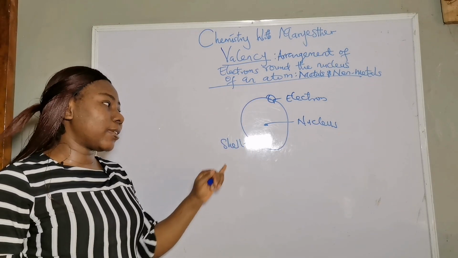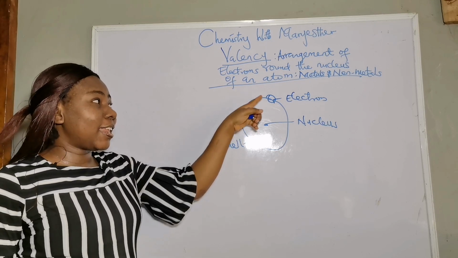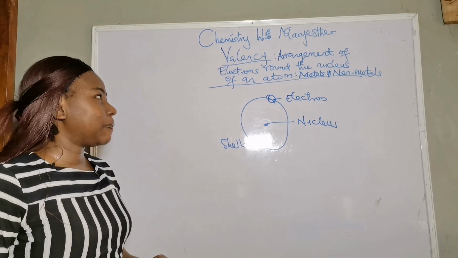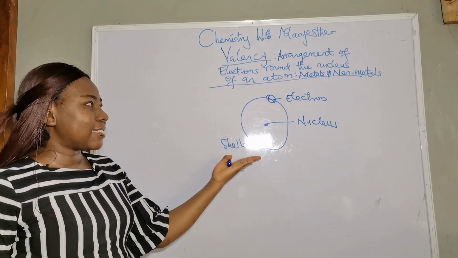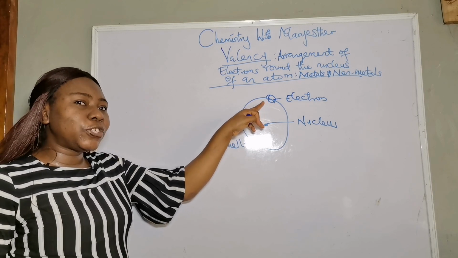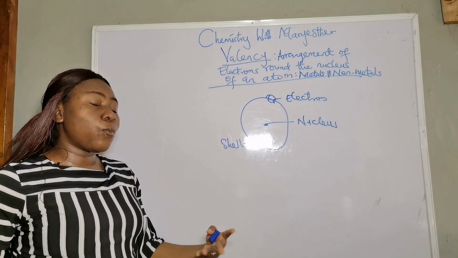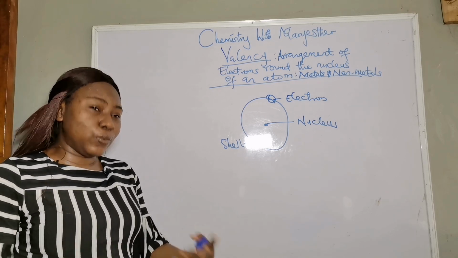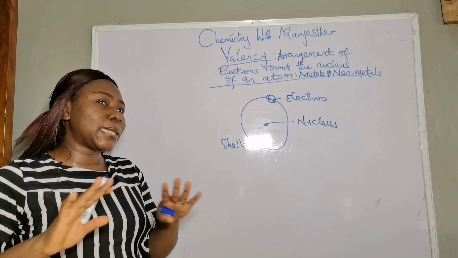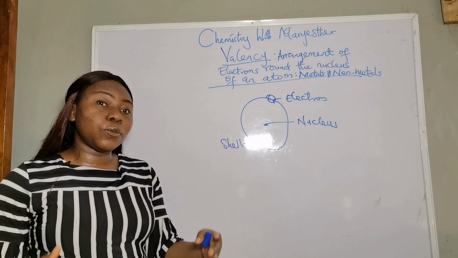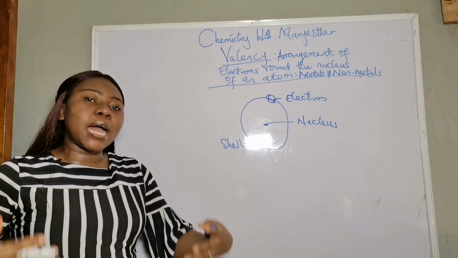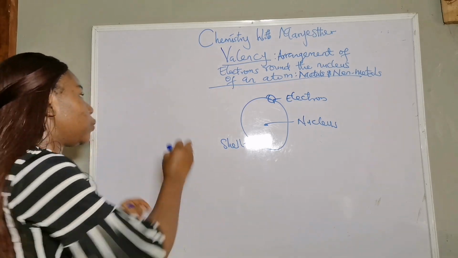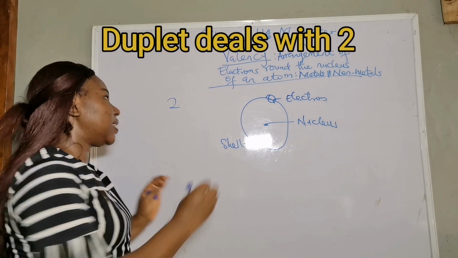In my last video, I talked about how the shell has to do with the period, and the valence electron has to do with the group. But that's not the topic. Now, the electrons in the outermost shell will help you to determine what valency that element will have, whether it is going to lose or gain to become stable. Because every element, to become stable in chemistry, has to obtain either a duplet or octet configuration. Duplet has to do with 2. Octet has to do with 8.